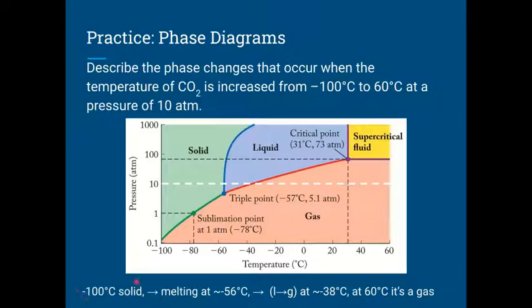So at negative 100 degrees Celsius, we're in the solid state. As we keep traveling along this line, we're going to see right here is where melting is going to occur. And that's about negative 56 Celsius. Then we'll keep traveling along this line till we hit this red equilibrium line. And then we'll look down here and say that that's about negative 38 degrees Celsius. And that's when we're going from liquid to a gas. Then it's going to be a gas all the way until 60 degrees Celsius. So this bottom part here is kind of what you would describe for a problem like this.